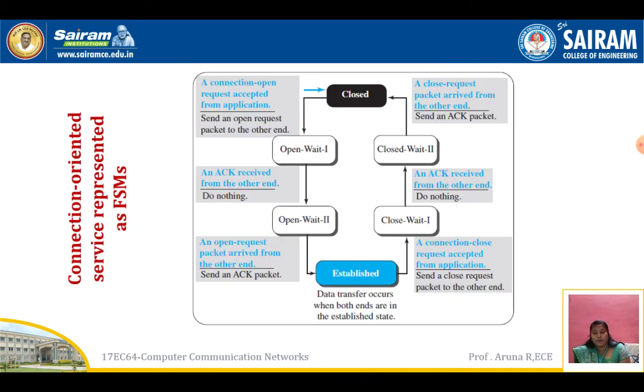So this is the FSM for the connection oriented service. Whatever we have told in the algorithm, the same thing takes place here. A connection open request is accepted from the application, and the open request packet is sent to the other side. When it is closed, the connection request will be closed. When it is open, it waits for the acknowledgement, and when the acknowledgement comes, it does nothing. Likewise in the FSM, whenever information needs to be sent, the connection will be opened. Then once the transmission is done, the connection will be closed. So this is the FSM for the connection oriented service.